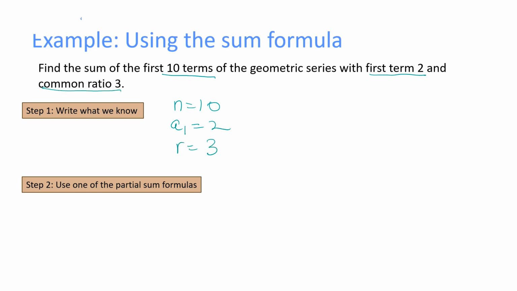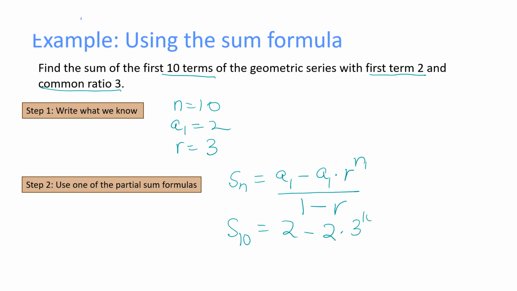Now we have to use one of the partial sum formulas. Here we are given a1 and n, so we use this partial sum formula a1 minus a1 times r to the power n over 1 minus r. Next we substitute all the values, so we find S10 equals 2 minus 2 times 3 to the power 10 over 1 minus 3, which on simplification gives us 59,048.